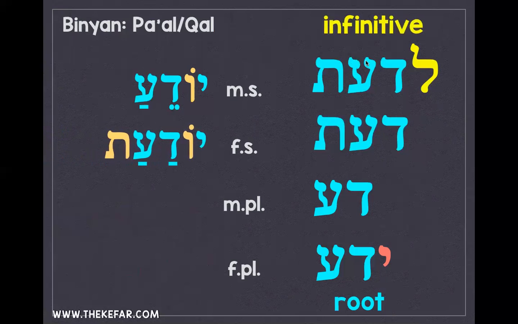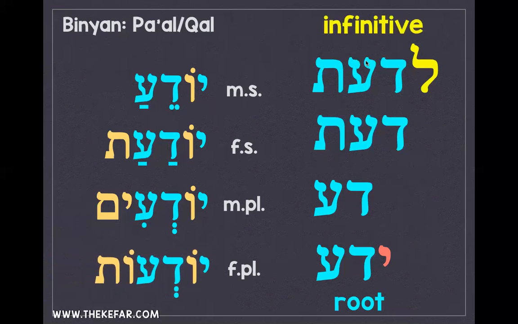O-a-at gives us yoda'at for feminine singular. Ani yoda'at, I know, for a female. Ani lo yoda'at, I don't know. Okay, again, for a female. O'im, yod'im, masculine plural. Anachnu yod'im, we know. Anachnu lo yod'im, we don't know. And feminine plural, o'ot, that gives us yodot. Hen yodot, they feminine know. Hen lo yodot, they feminine do not know.